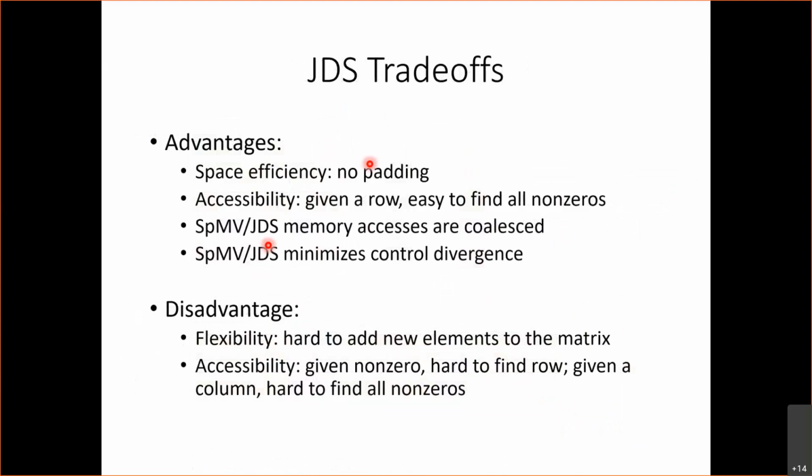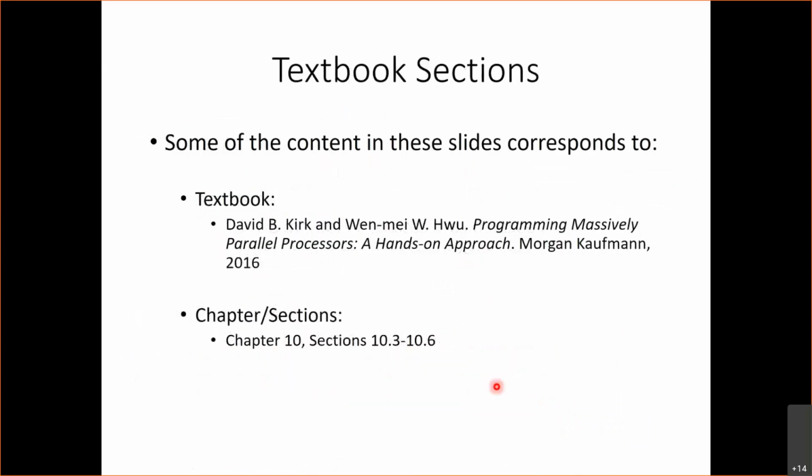So these are the trade-offs of the JDS format, and this concludes our two lectures on sparse computation and sparse matrix vector multiplication. You can read more about what we talked about today in the remaining sections of chapter 10. Does anybody have any final questions about sparse computations before we conclude?